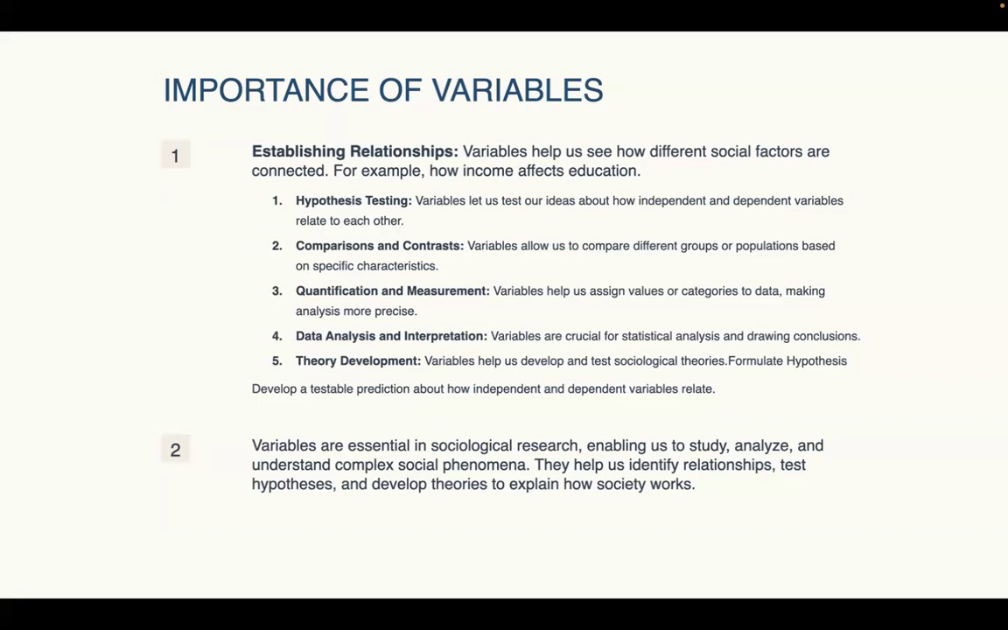All the statistical analysis and data management are dependent on variables. And after all, if we do not have variables, we cannot formulate a hypothesis. When we cannot formulate a hypothesis, we cannot have a theory. So it develops a testable prediction about how independent and dependent variables relate. Thus, we can say that variables are essential in sociological research, enabling us to study, analyze, and understand complex social phenomena. They help us identify relationships, test hypotheses, and develop theories to explain how society works.